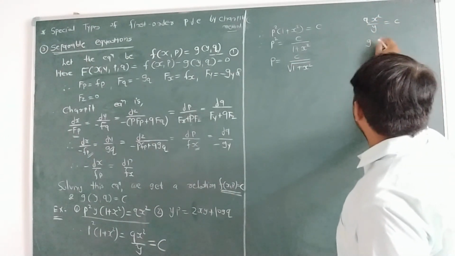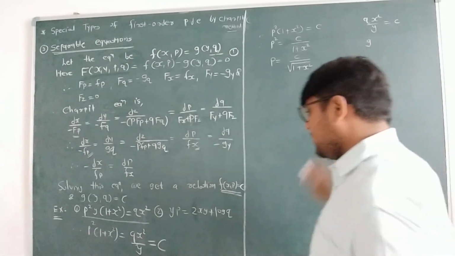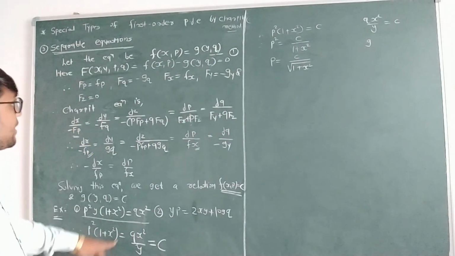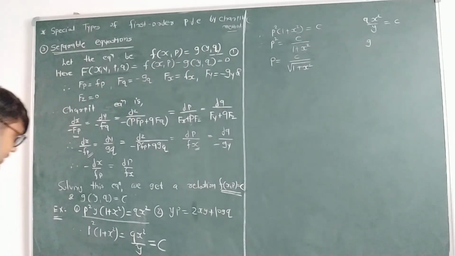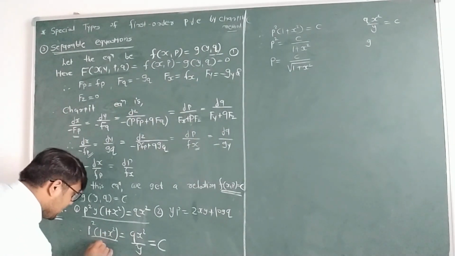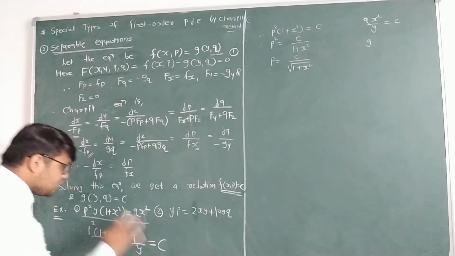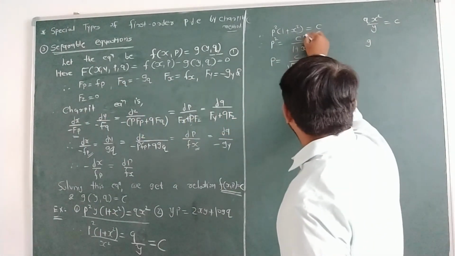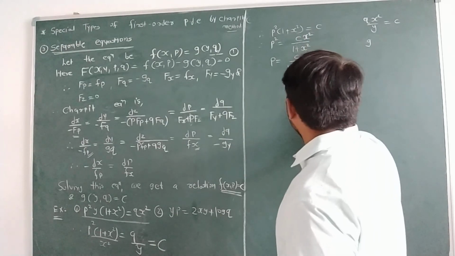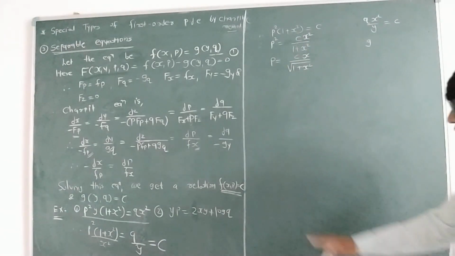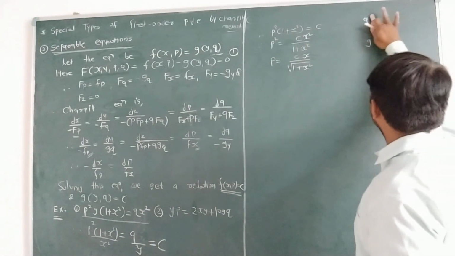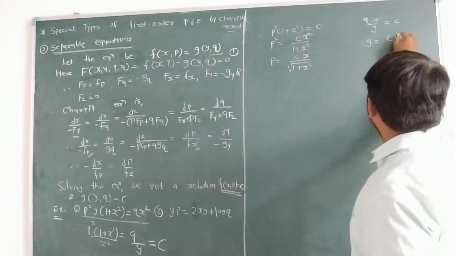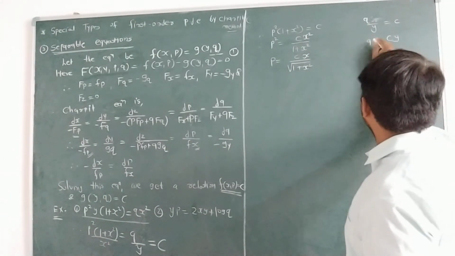Sorry, here we have to divide by x square to convert from this equation. It's my mistake, I am dividing here by x square. So it's q over y equals c. So p is nothing but root c x over under root 1 plus x square. That's it. And q over y equals c, so q equals cy. That's it. Okay, q equals cy.